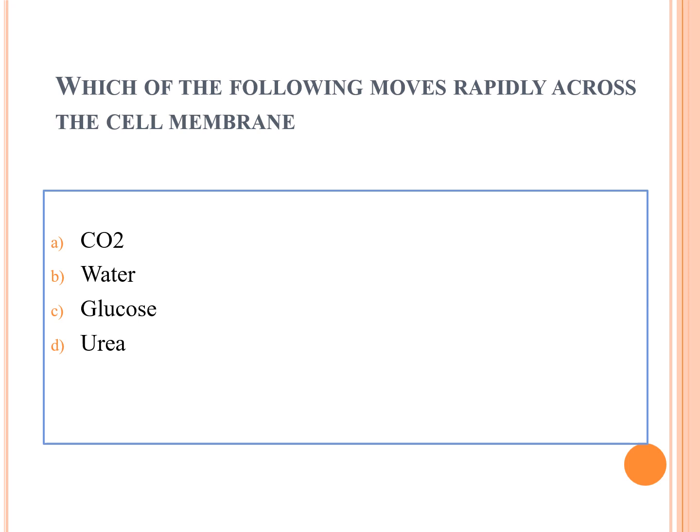I think you will be able to answer. Just remember all those points, and you should be able to answer all these MCQs. Which of the following moves rapidly across the cell membrane? Carbon dioxide, water, glucose, and urea. Which of the substances will move rapidly across the cell membrane? The answer is carbon dioxide, because carbon dioxide, being a lipid soluble substance, will be transported through simple diffusion. So it will move rapidly across the cell membrane.